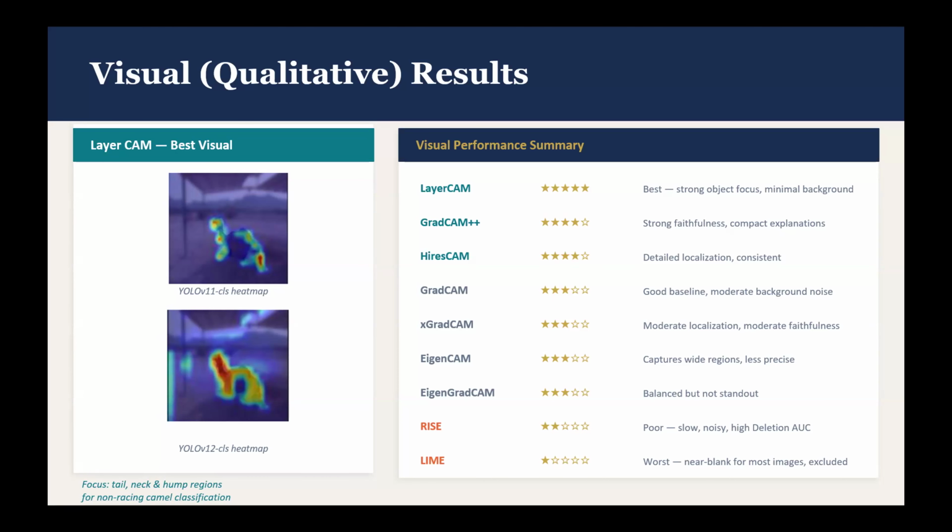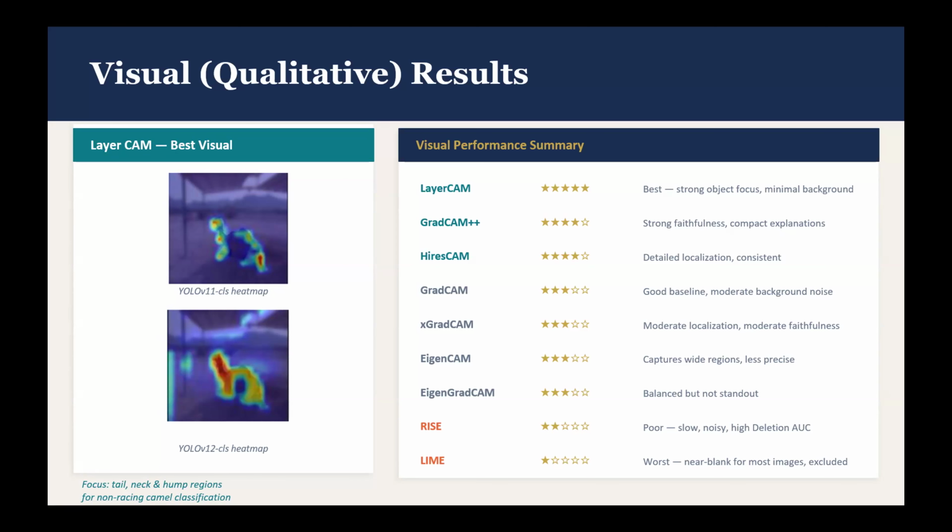Okay, so how many categories are you classifying the camel in? Currently, only two categories, racing and non-racing. Why didn't you go for classification? That could be better, that could be faster than XAI. We already did classification. Okay. But then you want to identify the features that determine the classification using XAI, right?